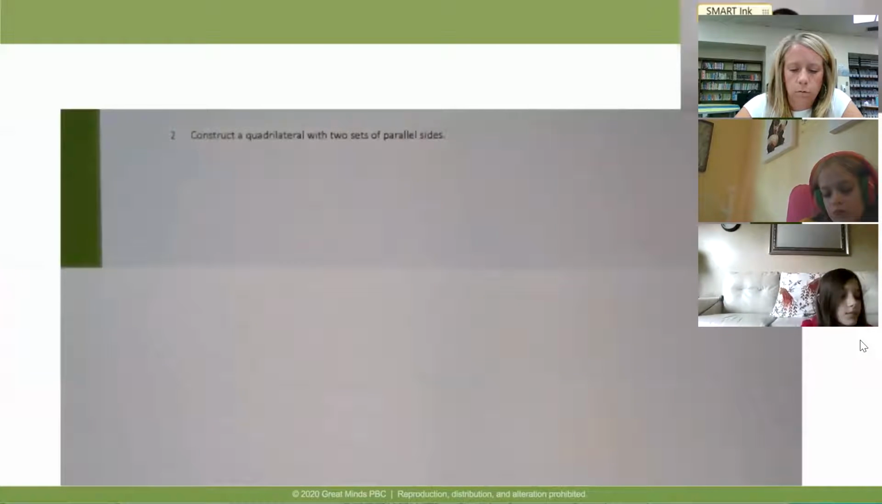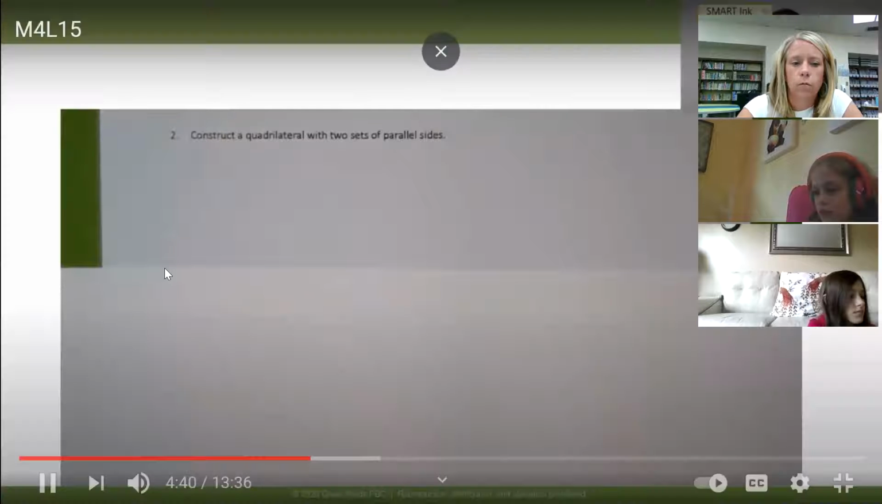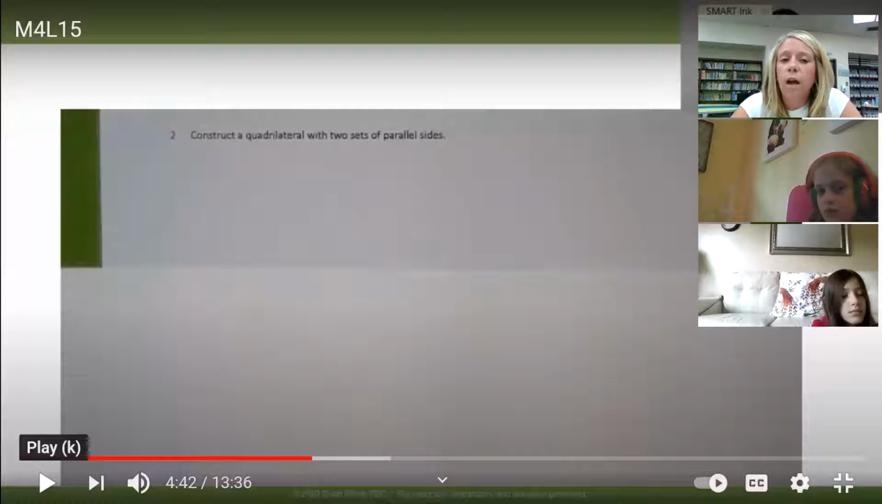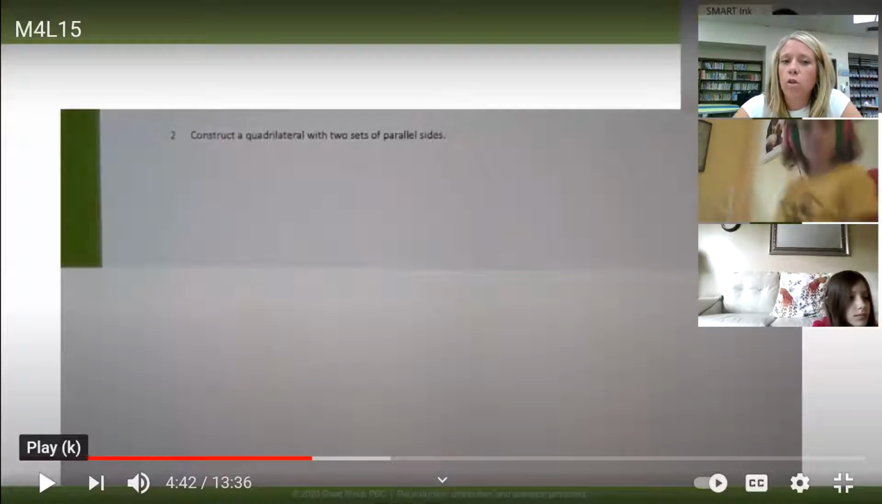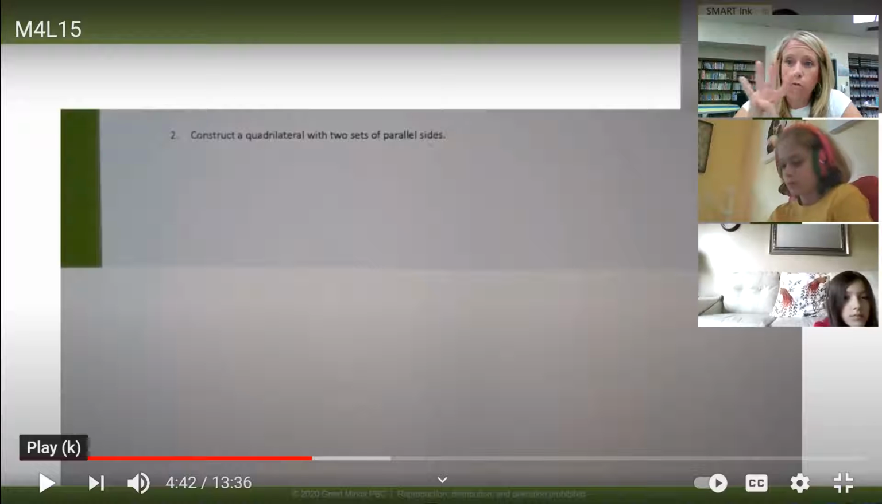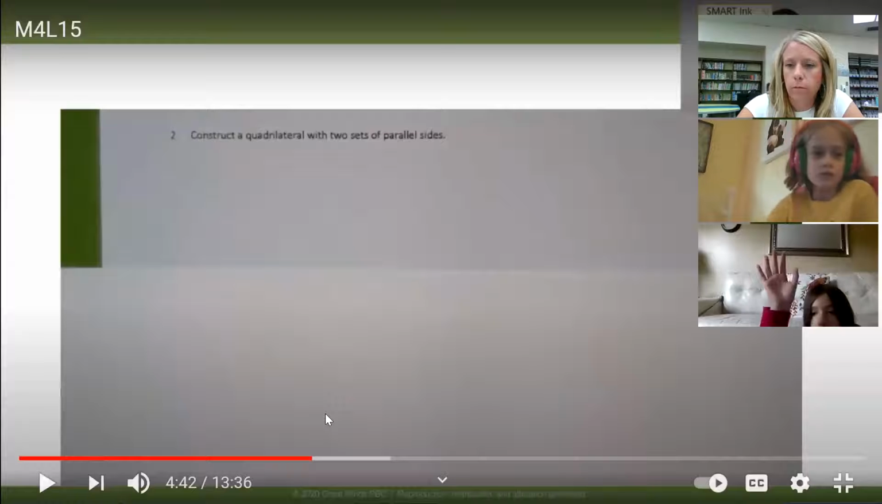Under problem 2, let's construct a quadrilateral with two sets of parallel sides. We'll start by drawing one set of parallel segments. So now we're going to underline where it says quadrilateral. So we're still drawing a four-sided figure. But how is this question different from number 1, Soren?